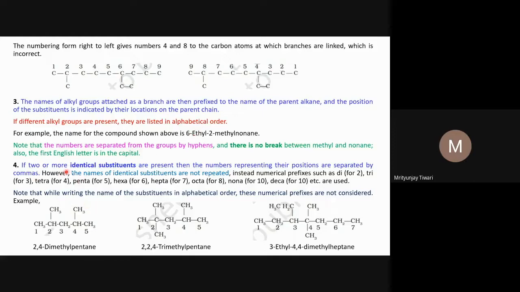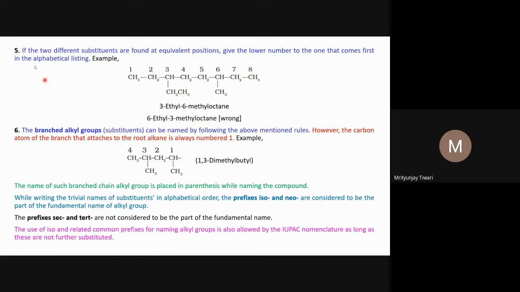And then if two or more identical substituents are present, the numbers representing their positions are separated by commas. These are the points that we have seen: hyphens between number and letter, and commas between two numbers, and so on. So if two different substituents are found at equivalent positions, give the lower number to the one that comes first in the alphabetical listing. This is one thing that is important.